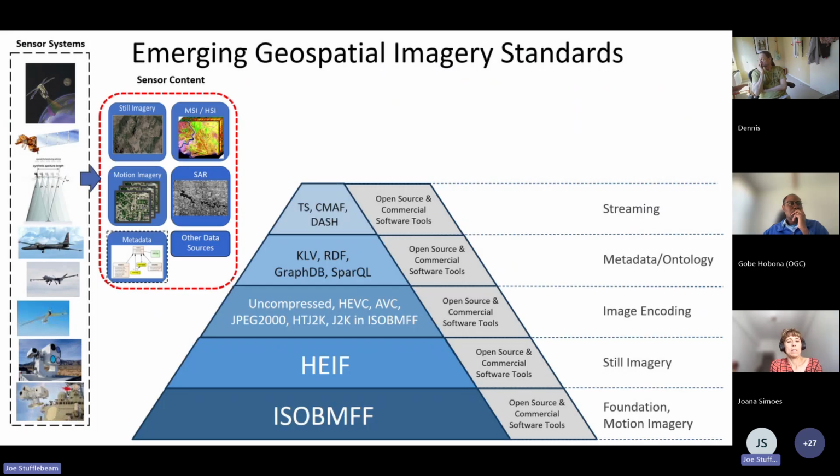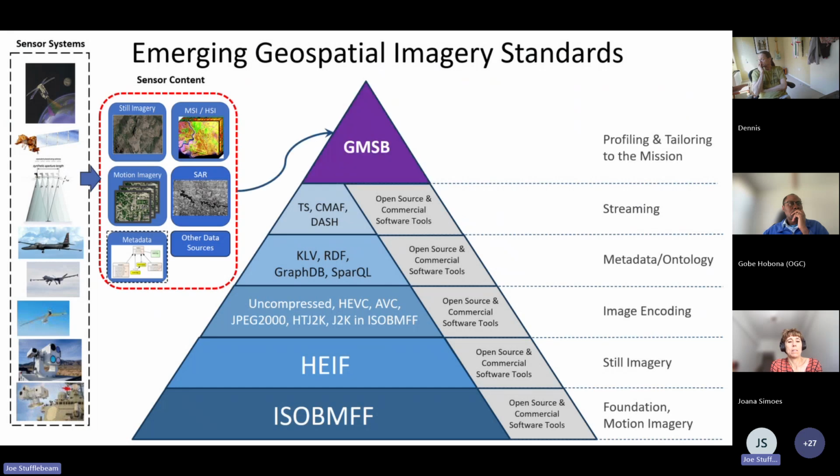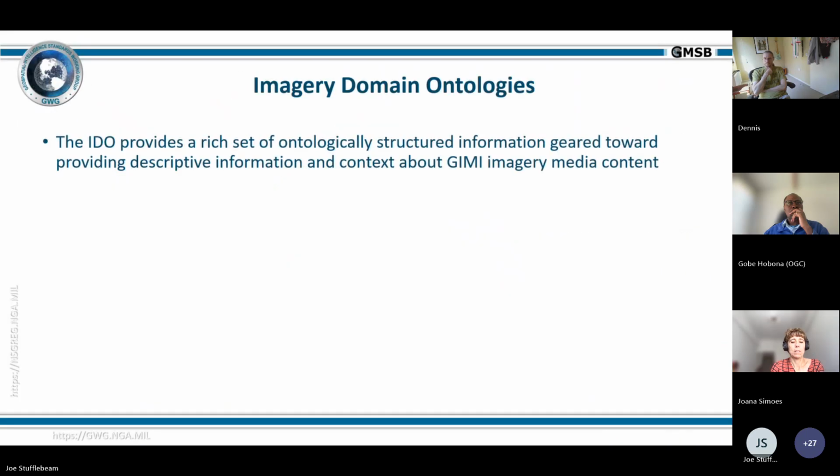And so this is our technology stack. What we've done is we've built GIMI and the imagery domain ontologies as sitting on top of all this capability. So we get everything in this pyramid, not necessarily for free, but pretty darn close. And so we're doing a significant amount of leveraging here to quickly achieve this broad capability that we're looking for.